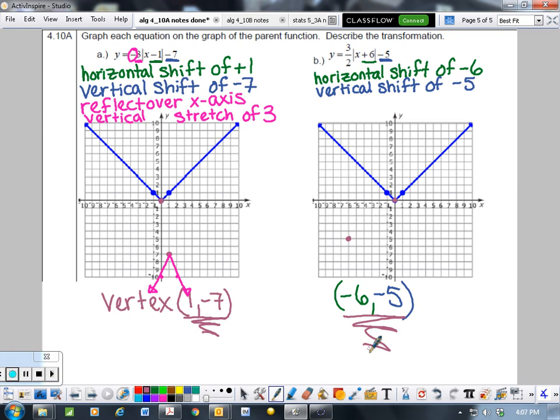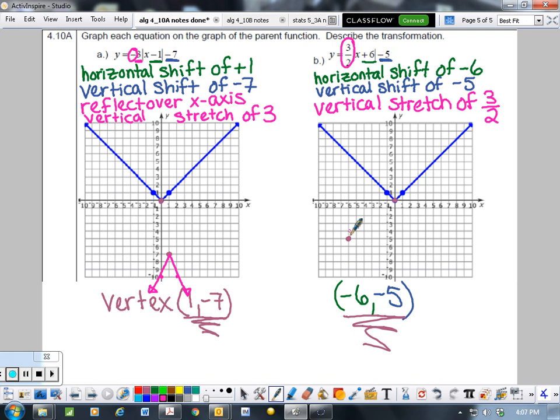Now we're going to address that slope. So our slope is 3/2. Is it bigger than 1 or less than 1? Well, it's bigger than 1, so it's a vertical stretch of 3/2. And I leave it as the fraction. I could say vertical stretch of 1.5, because that really illustrates that it's bigger than 1. But when I graph my slope, I want to use up 3 over 2 from here.